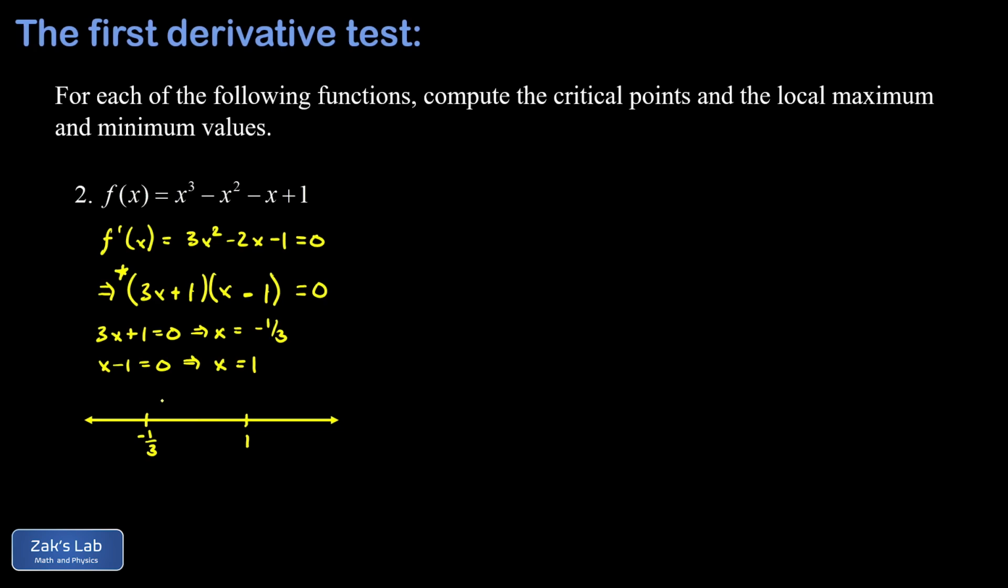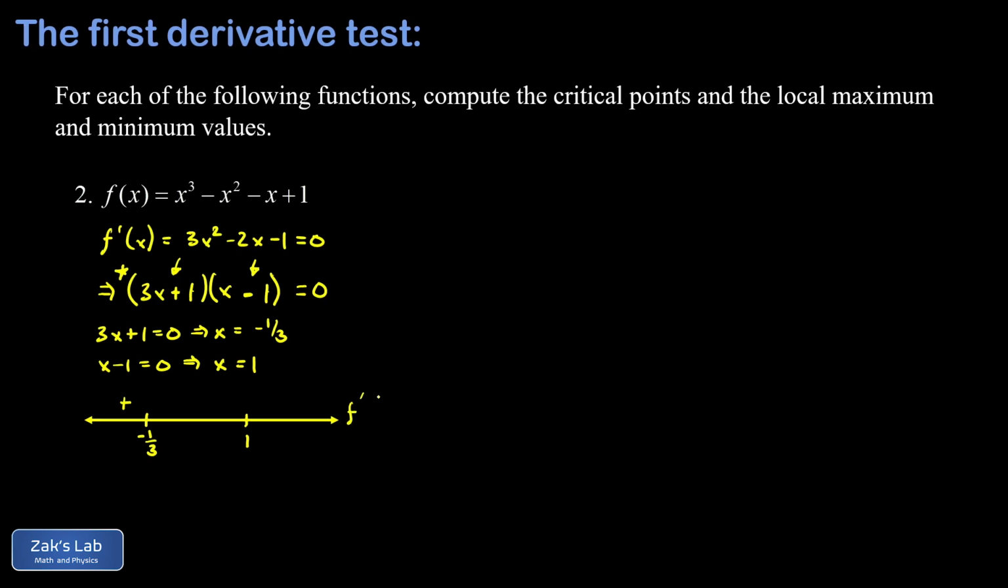So to the left of -1/3, there's a couple ways to approach this. You could just pick some arbitrary number over there to the left of -1/3. Like for example, I could put a -1 into the expression for f prime. And when I do that, I get a -2 for this first binomial and a -2 for the second binomial, giving me a positive result. So I know f prime is positive in that region.